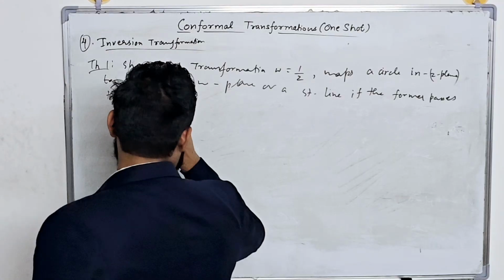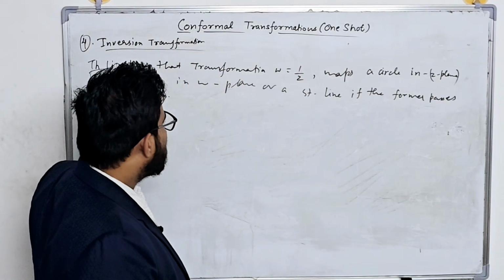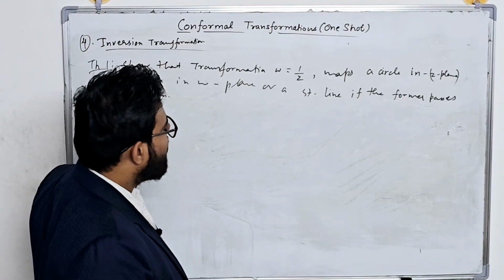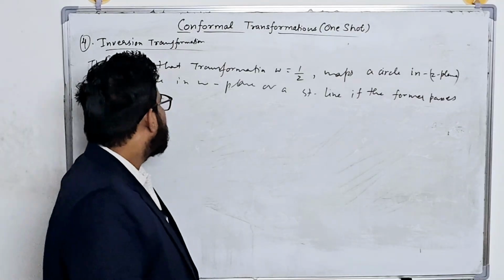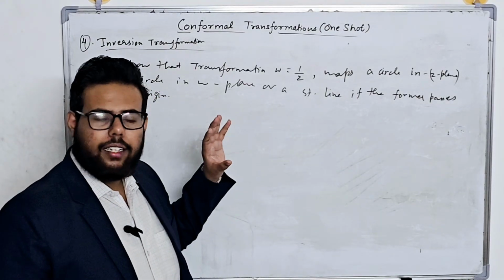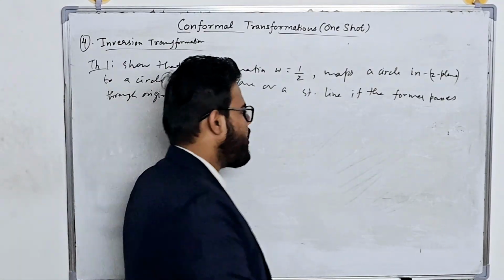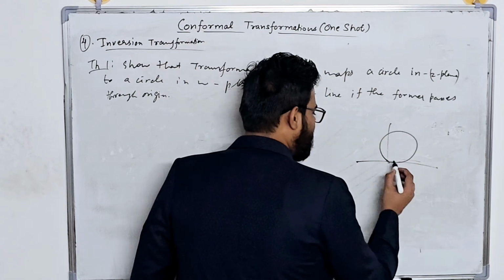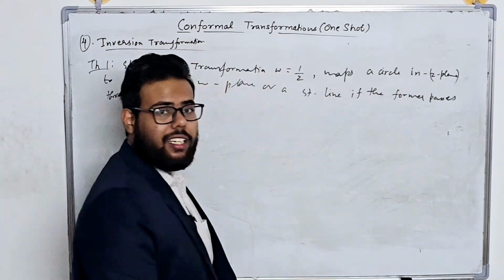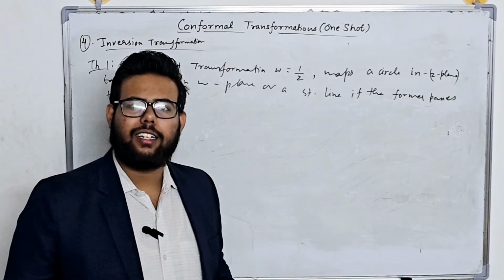Well, what does it mean? It means that we have to prove that under the transformation w is equal to 1 upon z, it maps a circle in z plane. If it maps a circle in z plane, then in w plane it is either a circle or a straight line. If the circle passes through the origin, for example like this, or whatever, then it will be a straight line. And if it does not pass through the origin, then it will be a circle in w plane also.